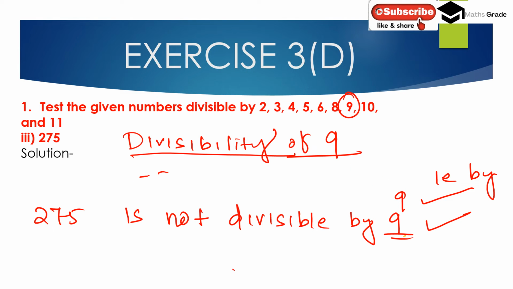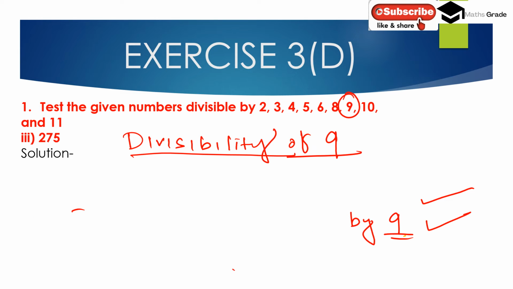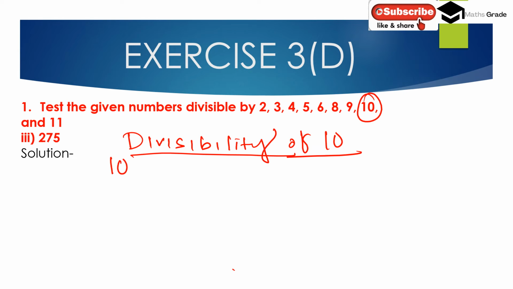Now we will check whether the number 275 is divisible by 10 or not. We know 10 is the multiplication of 2 and 5. So if the number is divisible by both 2 and 5, then the number is divisible by 10. So first we will check whether the number 275 is divisible by 2 or not.